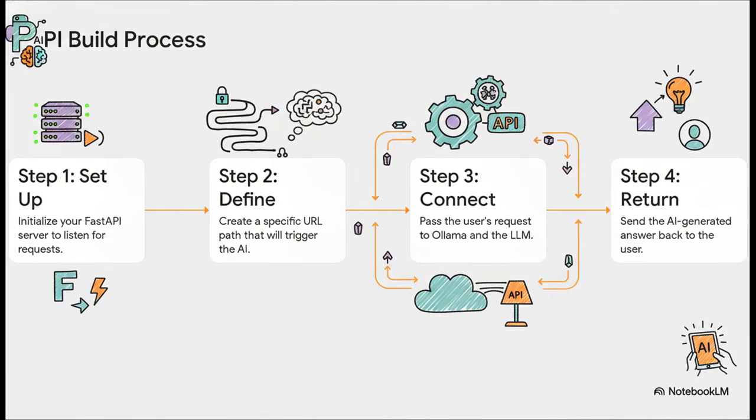First, you stand up your FastAPI server so it's ready and listening for incoming messages. Second, you define a specific URL, which we call an endpoint, something like /AskAI. Third, and this is the magic part, you write the code that takes a user's question and you hand it off to Ollama to process with the LLM. And finally, step 4, you take the answer the AI gives you and send it right back to the user.